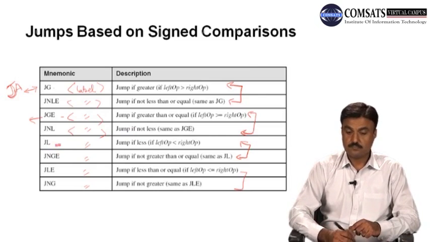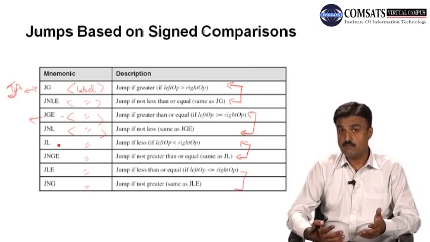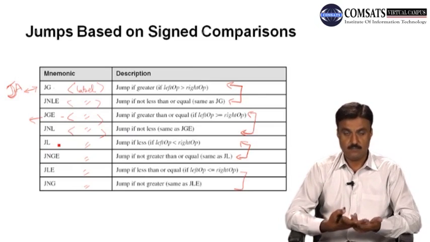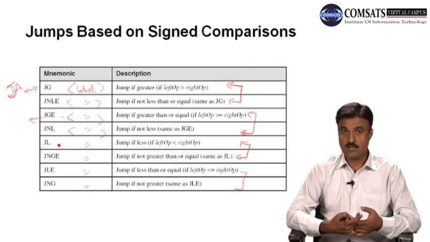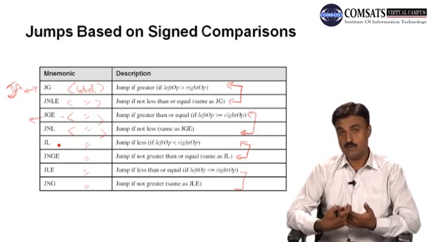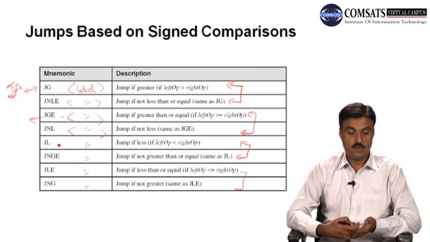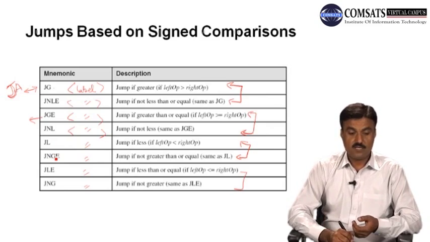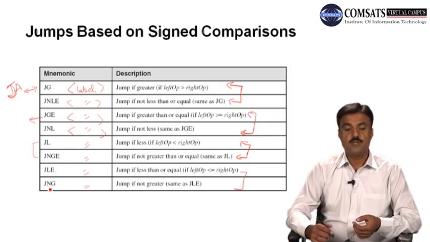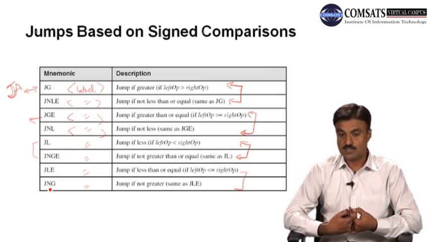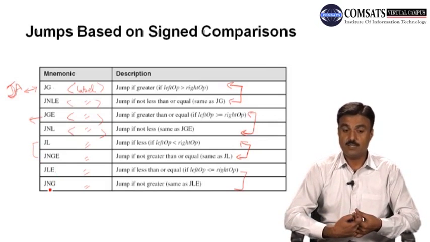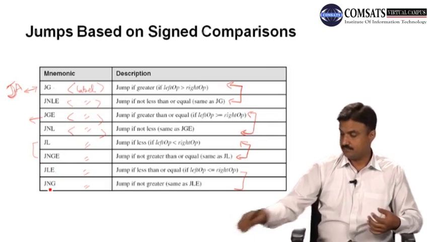Jump less than means if the signed value inside the left operand is less than the signed value inside the right operand, and so on. Jump not greater than or equal is the same as jump less than. Jump less than or equal, jump not greater than, and so on. So these are the jump instructions that are based on signed comparisons.